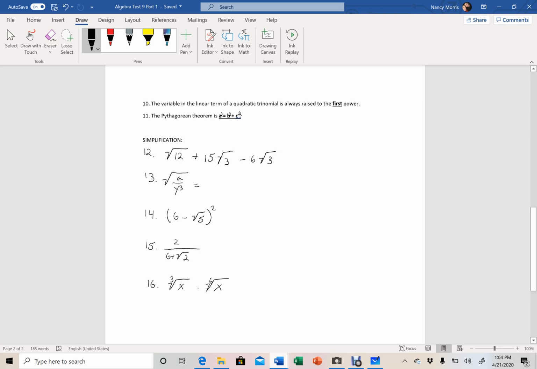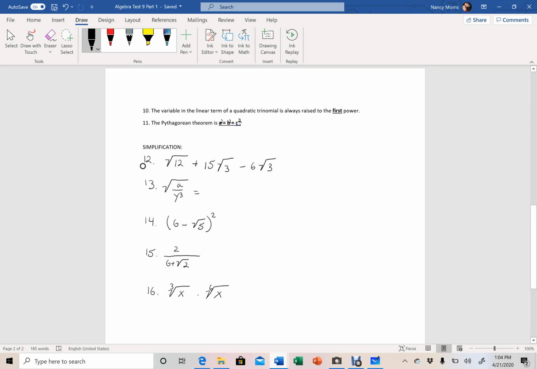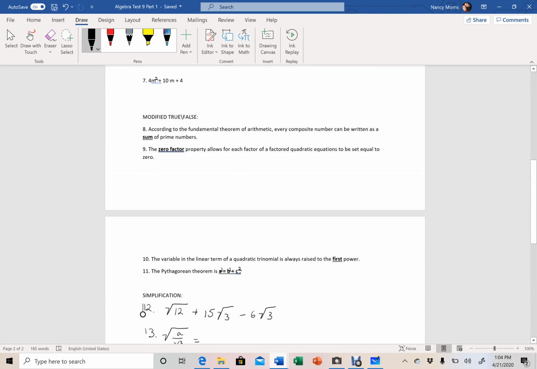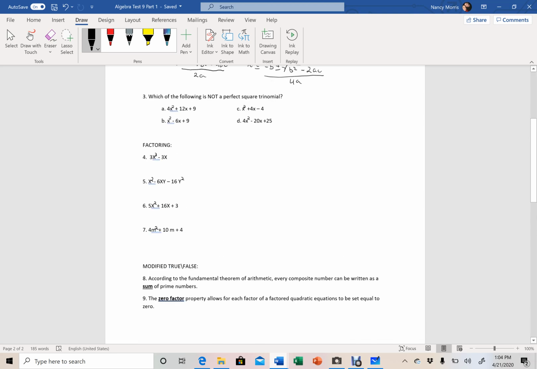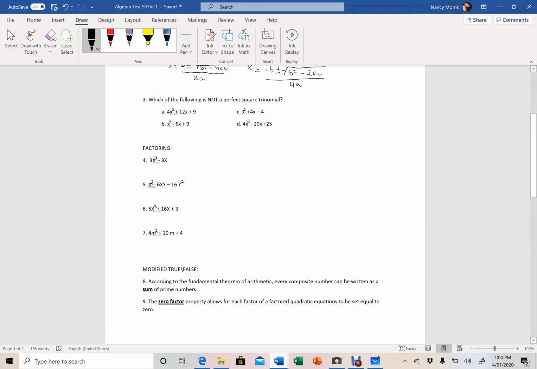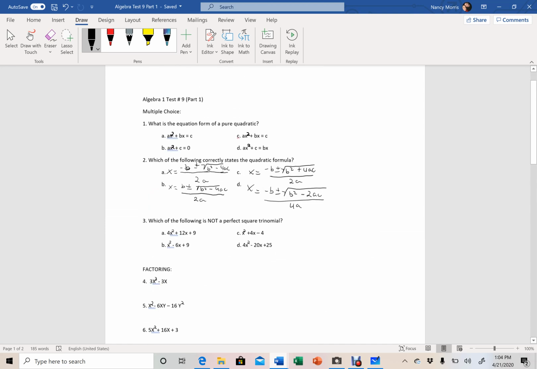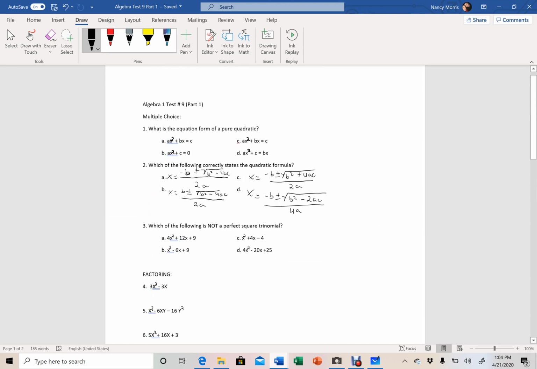So this is the first part of your test. You have these 5 simplifications with the radicals, and then you have your modified true and false section. Those 4 there. Make sure that you write the correct answer if it is false. And then you have your 4 factoring and the different methods for factoring, and then your multiple choice at the top here, your 3 multiple choice questions.